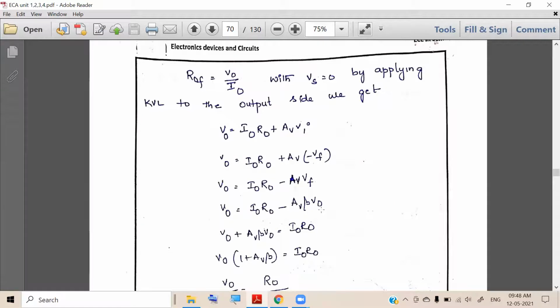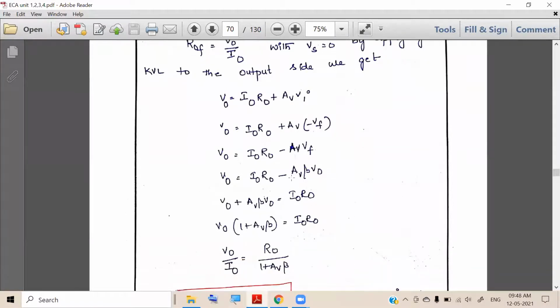So Vf we are writing as beta V naught. Next, the V naught terms, here there is one V naught term. Let us bring the V naught terms together. So minus AV beta V naught, I will send it to LHS. So this V naught as it is, and minus AV beta V naught, if we send it, it becomes plus AV beta V naught. So we can now take V naught common: V naught into 1 plus AV beta is equal to I naught R naught.